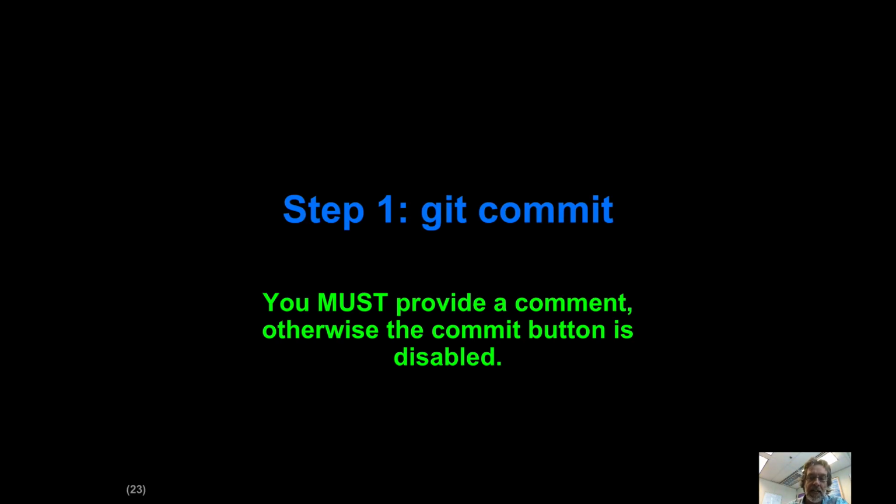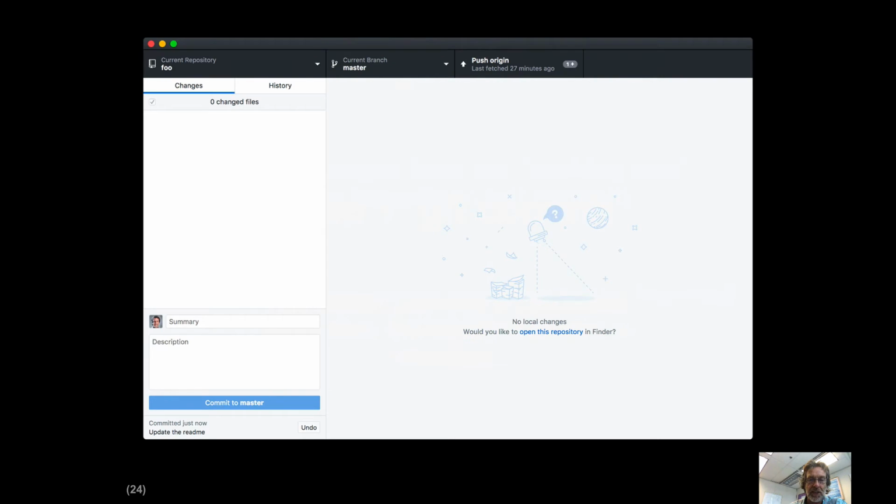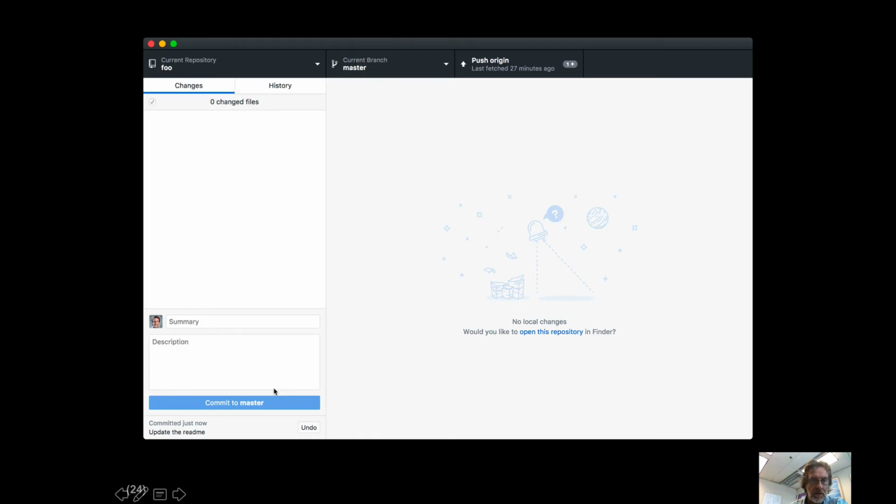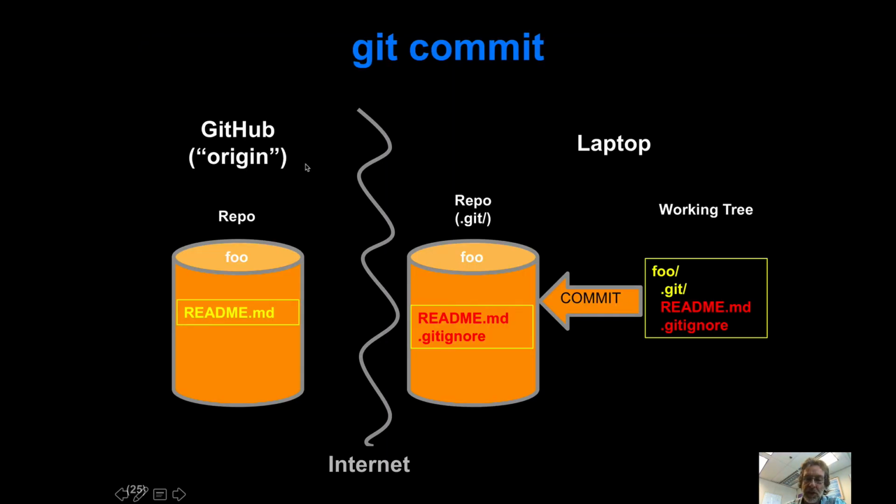Okay, so let's look at the git commit. You must provide a comment, otherwise the commit button is disabled. When we look in this interface here, you can see that after doing this, I typed in a comment, and after doing it, I pressed commit to master, and my summary string was "update the README," and it now indicates that I could press this button to actually push my changes in the local repo up to GitHub. Okay. But let's look and see what we just did.